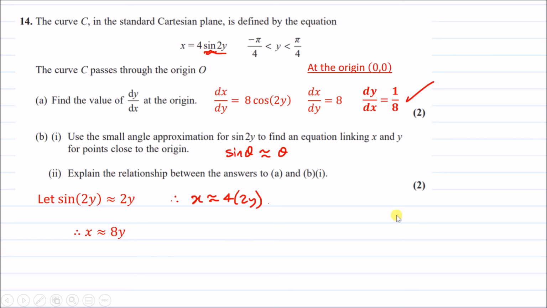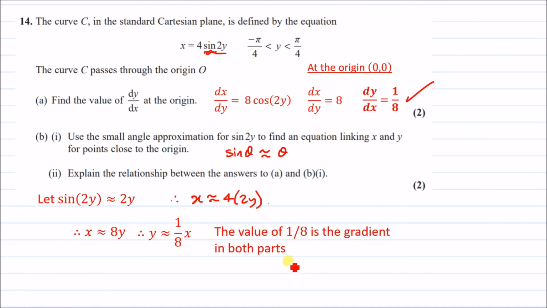Okay, so let's just have a look a second. For part A, we have basically a gradient dy over dx of 1 over 8. Now, if you look at this equation, this is actually the same thing. If you make y the subject, so let's divide A across, you're going to have y, which is approximately 1 over 8 x. So in fact, all it is that they both have a gradient of 1 over 8. And that's your answer. So you can say the value of 1 over 8 is the gradient in both parts. That's it. That's, I think, all you should say.